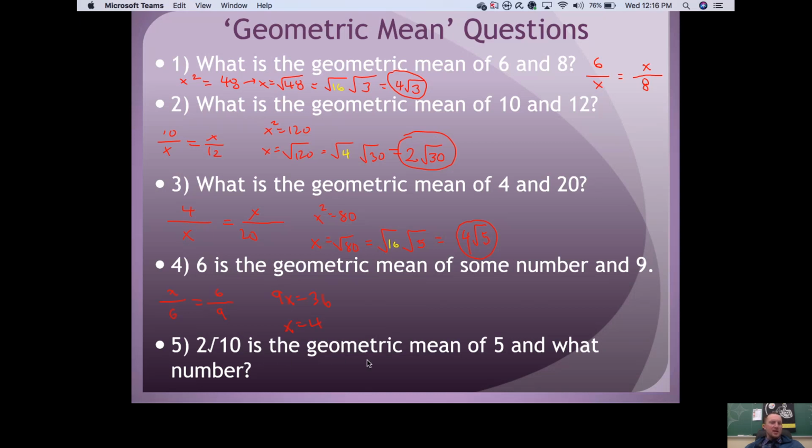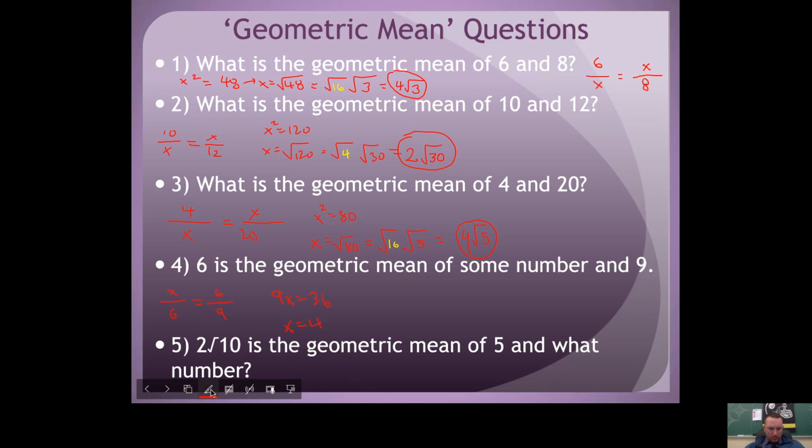Last one here, 2 square roots of 10 is the geometric mean of 5 and what number? If 2 square roots of 10 is the geometric mean, then I'm putting that here. And this might look complicated, but this is actually probably the easiest one. It's the geometric mean of 5 and what number? So I'm going to use my x for a what number and the number 5. Cross multiply. 5x equals whatever this mess is.